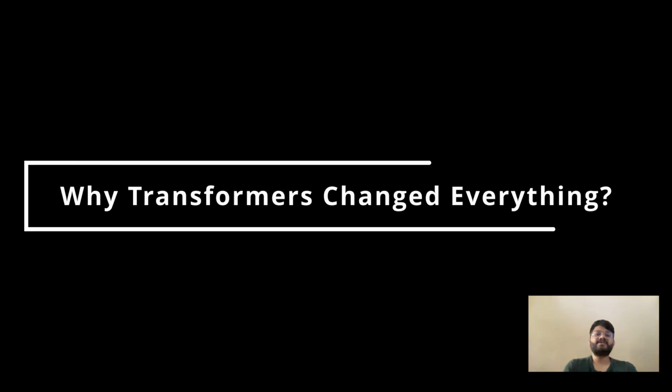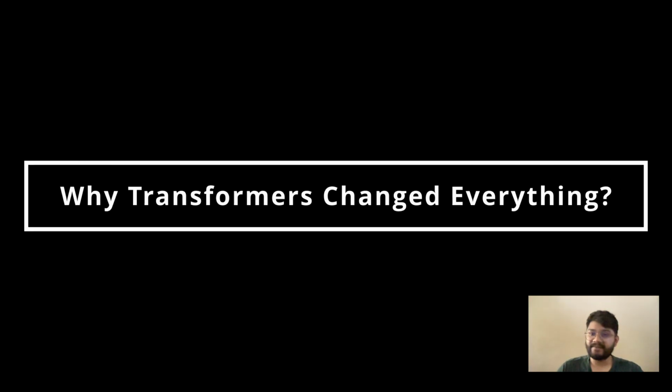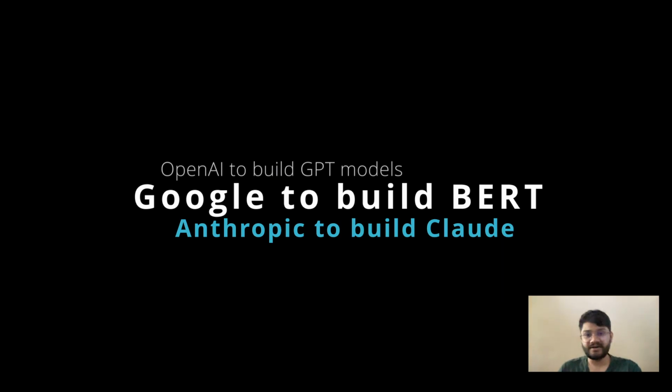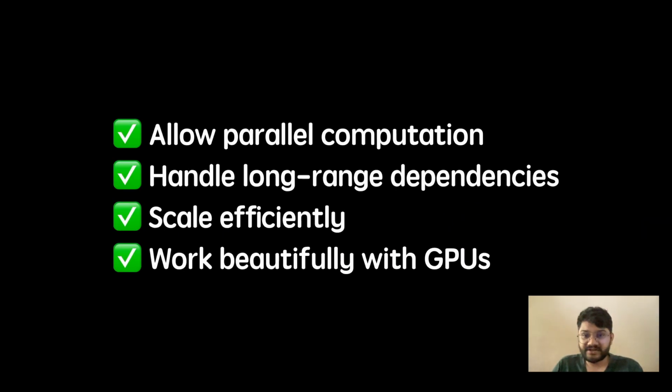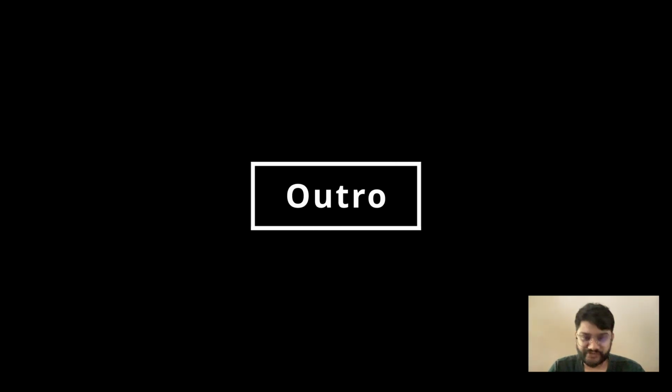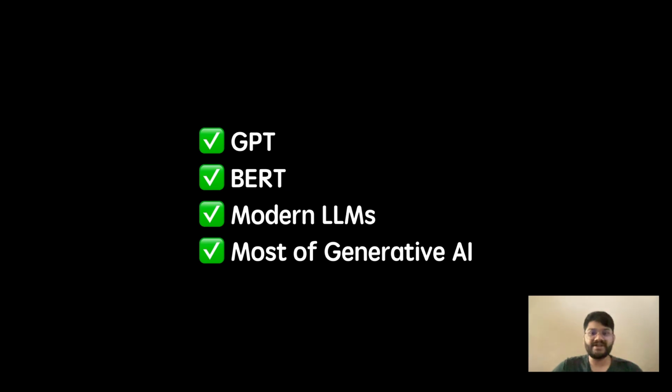So why did the Transformer change everything? Transformers enabled OpenAI to build GPT, Google to build BERT, and Anthropic to build Claude, because they allowed parallel computation, handle long-range dependencies, scale efficiently, and work beautifully with GPUs. And that is the transformer architecture. If you understood this, you now understand the foundation of GPT, BERT, modern LLMs, and most of generative AI.